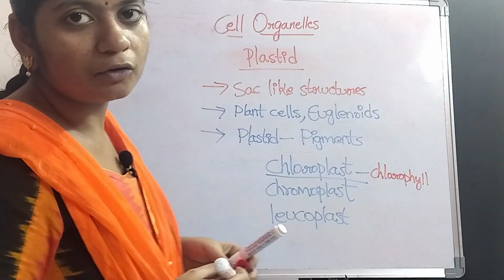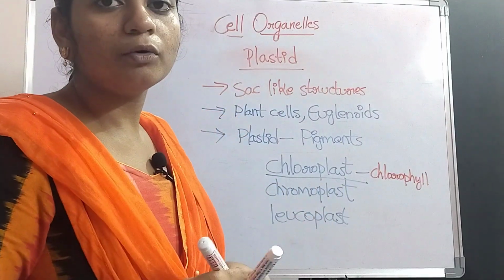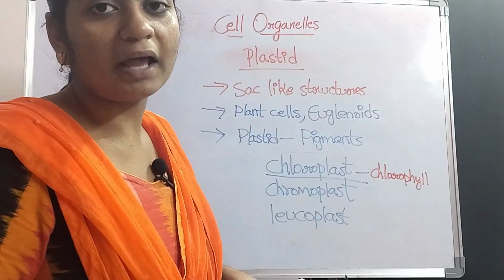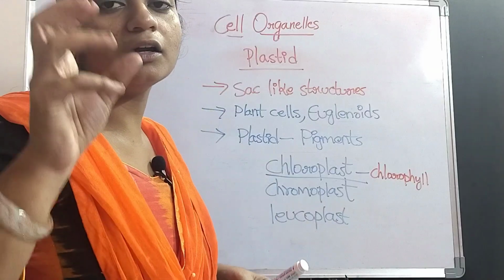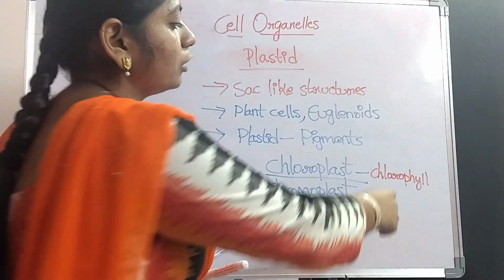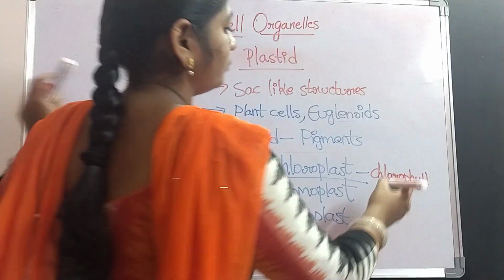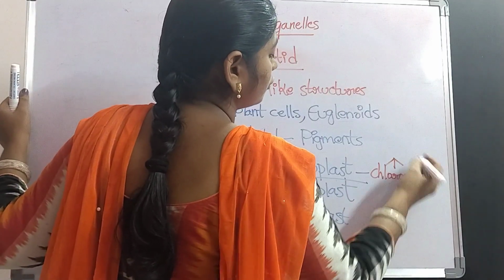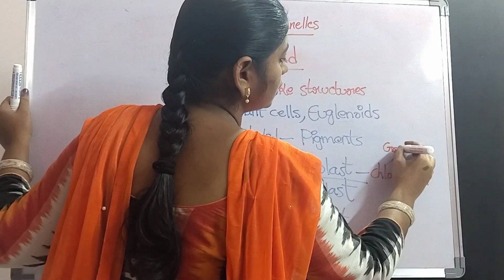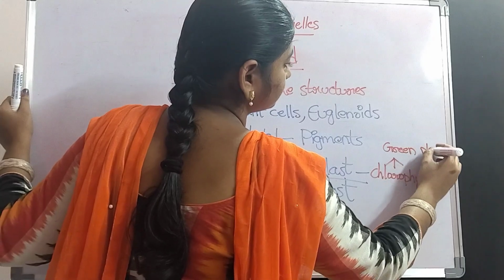What does this pigment chlorophyll do? The chlorophyll gives a green color to the plant cells. So the green color of the plant was given by the chlorophyll pigment which was present in the chloroplast. The chlorophyll gives green color to the plants.